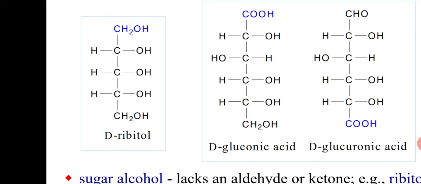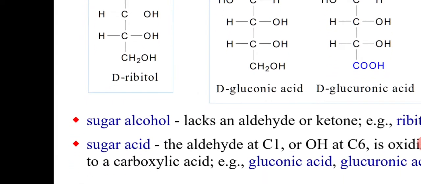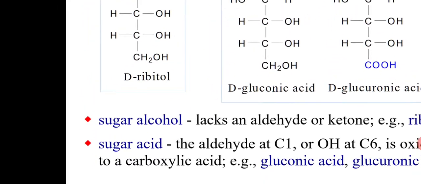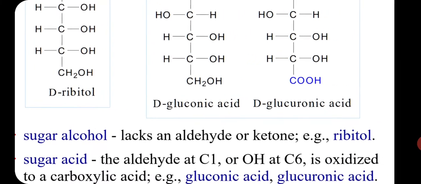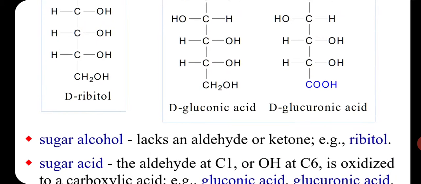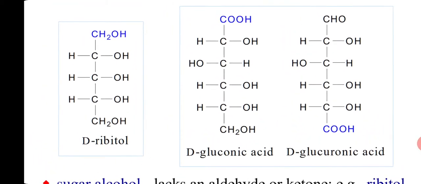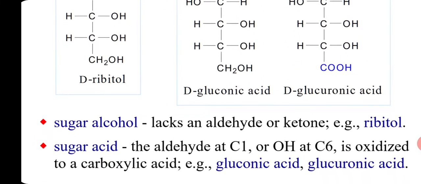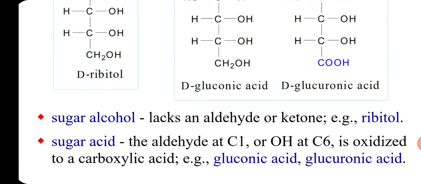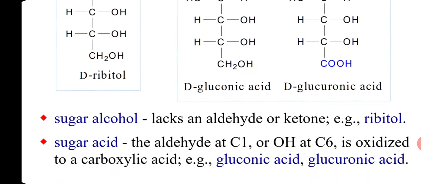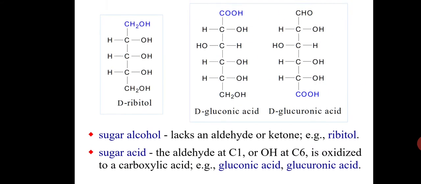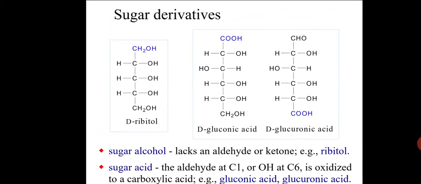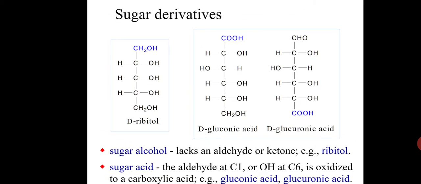Then if you see at position number 6, when CH2OH is replaced by COOH, it is called D-glucuronic acid, right? When I'm replacing an aldehyde or ketone, it is resulting in alcoholic form. If you see ribitol over here, CH2OH, this is ribitol, a sugar alcohol. When I am replacing it with the acidic group, it is called sugar acid. So we name it gluconic acid and glucuronic acid. Gluconic acid is when position number 1 is replaced. Glucuronic acid is when position number 6 is replaced.